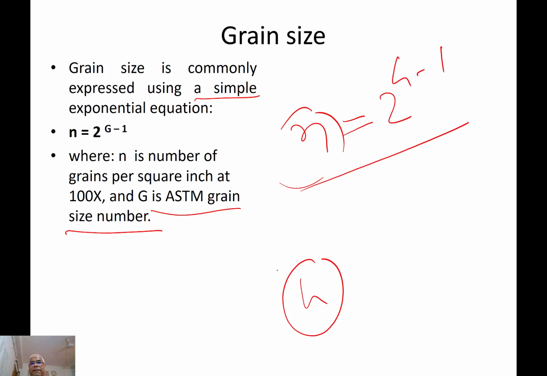When different methods are used, we use different equations to calculate the value of G, so that the ASTM grain size number can be identified.